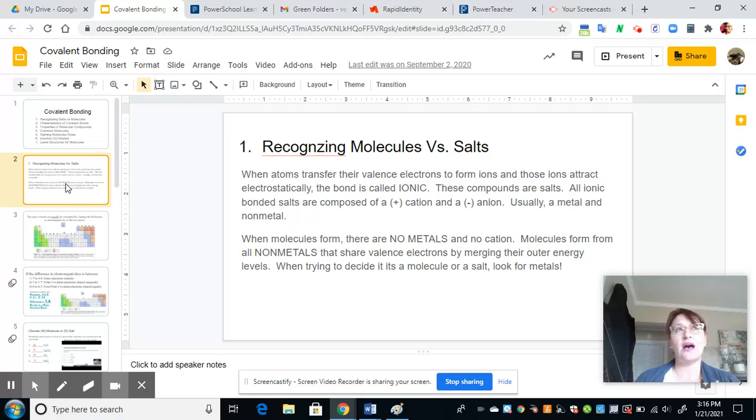If you're trying to figure out whether a compound is a salt or a molecule, look for the metal, because if you see a metal, it's got to be a salt. If you see all nonmetals, it's got to be a molecule.